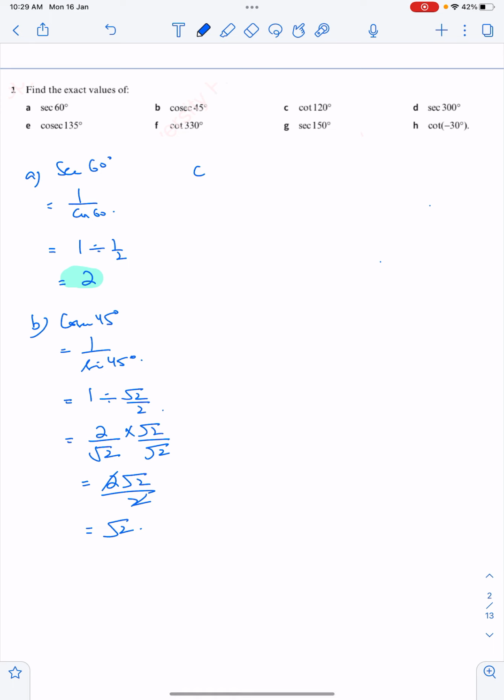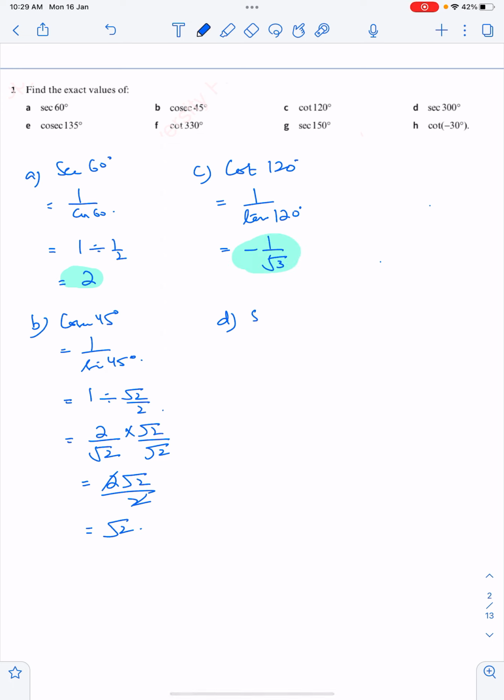Okay. This C part, it's cot of 120 degrees. Cot is the reciprocal of the tan function, so it will be equal to 1 upon tan of 120 degrees. We know that tan of 60 degrees is root 3. So, tan of 120 degrees is also going to be root 3, but negative because it is in the second quadrant. 120 degrees lies in the second quadrant and tan is negative in the second quadrant. So, it is going to be negative 1 upon root 3.